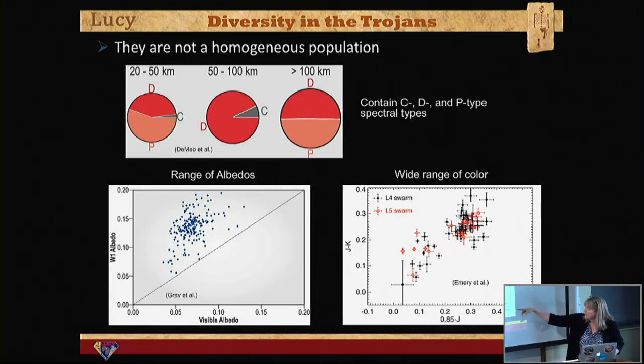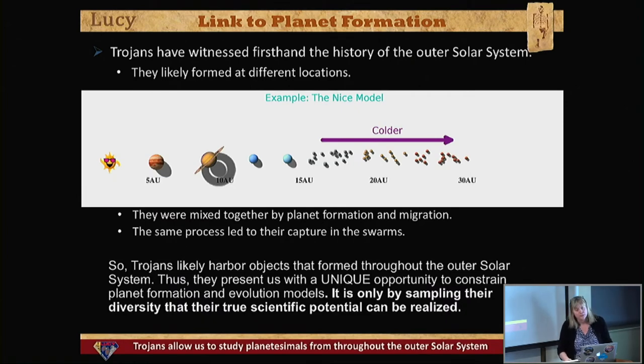This is from Josh Emery, and you can see different color populations. With the Lucy mission, we intend to study the diversity. We're going to see different colors, different spectral types, different sizes. Part of the reason we wanted to do that is because small bodies in particular are the leftover remnants from solar system formation, and they have been scattered about and acted upon by the giant planets. Some, like the cold classical Kuiper Belt objects that I'll be talking about later today, haven't been dynamically influenced by the giant planets, but others, like the Trojan asteroids, have been.